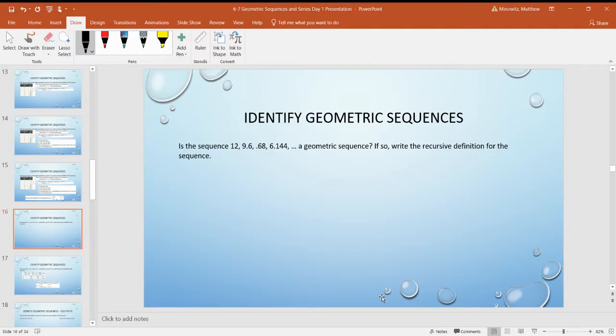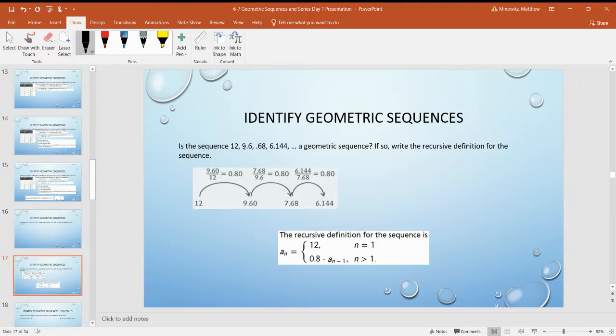And if you're feeling really bold, you can pause the video and try it out. If not, here's the answer. So for this case, I don't know that 12 times 0.8 is 9.6. So once again, do new divided by old. So 9.6 divided by 12, and 7.68 divided by 9.6, and 6.144 divided by 7.68. And each time the multiplier is 0.8.